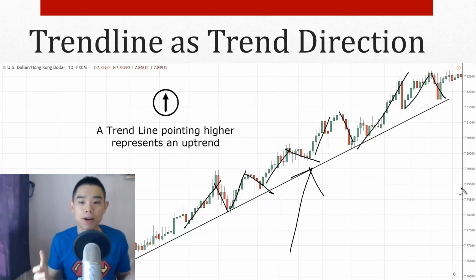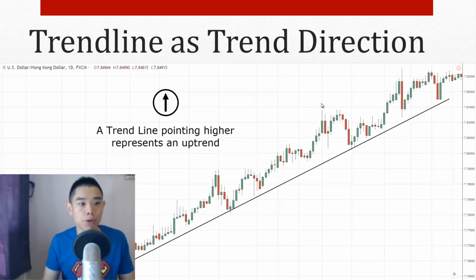So a trend line can help you identify the right direction of the trend. So that's the first thing I want to share with you.